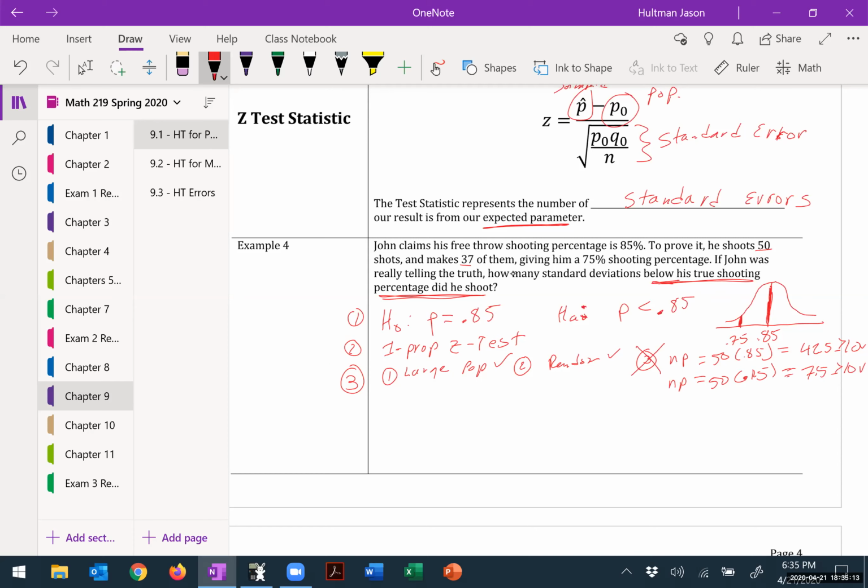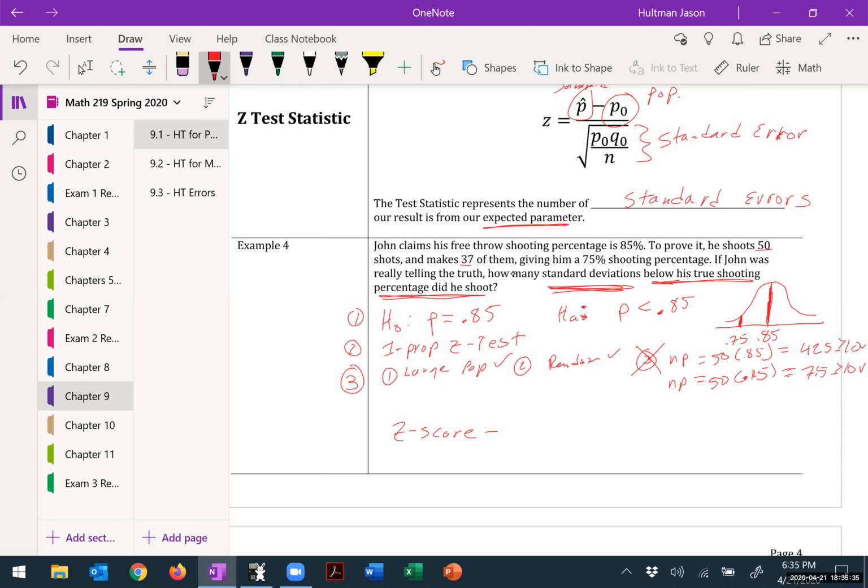Yeah, we could. We could find our z-score. That's all they're really asking for us to do anyway. If John was really telling the truth, how many standard deviations below? Still, it's not a large enough sample for us to run the test, so the test would fail. But what is the z-score?